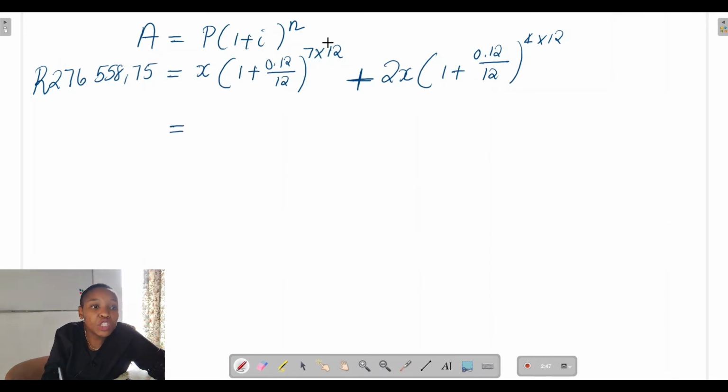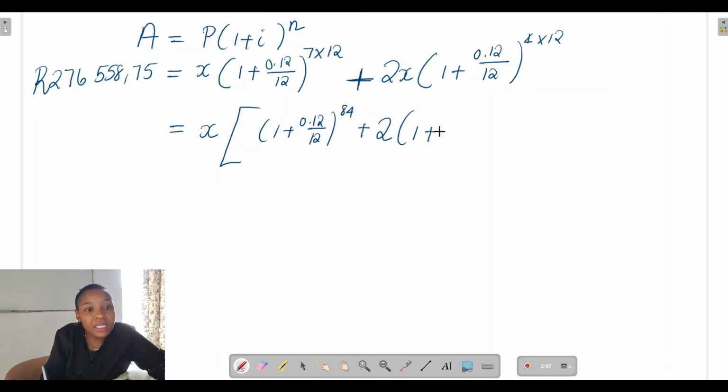We can just simply solve these individually, or you can take out a common factor of X. If you take out a common factor of X, what are you left with? 1 plus 0.12 over 12 to the power 7 times 12, which is 84, plus 2 times 1 plus 0.12 over 12 to the power 4 times 12, which is 48, okay? And then you're just going to punch this into your calculator.